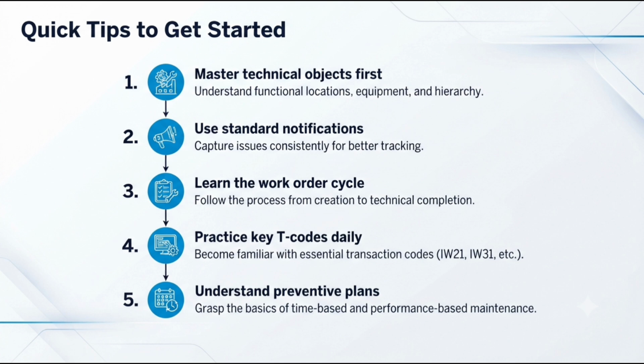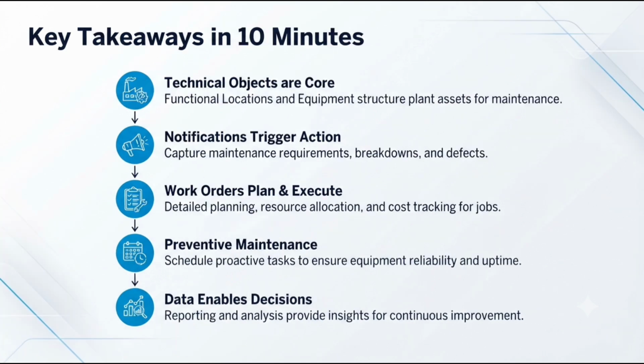Let's quickly recap what we covered. SAP PM manages maintenance of technical objects through notifications and work orders. Technical objects form the foundation. Preventive maintenance helps avoid failures, while breakdown processes handle emergencies. The standard process flows from notification to settlement. Key T-codes make daily work faster. The module integrates with PP, FICO, and other areas.